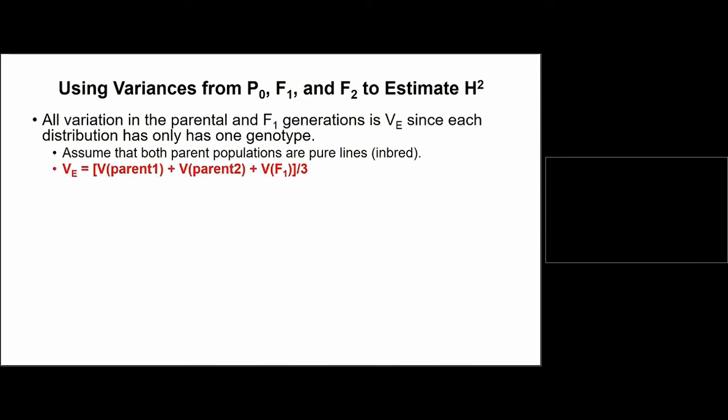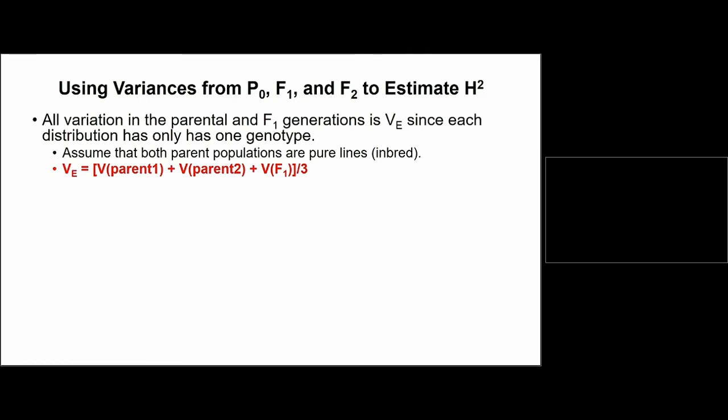If we assume that the environment is uniform, we can take the variation in phenotypes of parental strain 1, parental strain 2, and the F1, and use that to estimate the average environmental variance, right? So we're going to take those three variances and divide them by 3, take the average. That's going to give us our environmental variance.